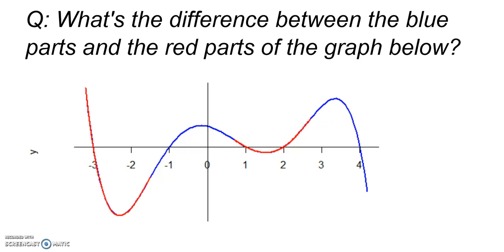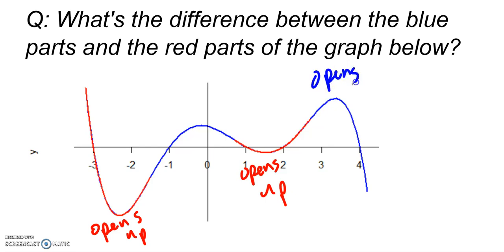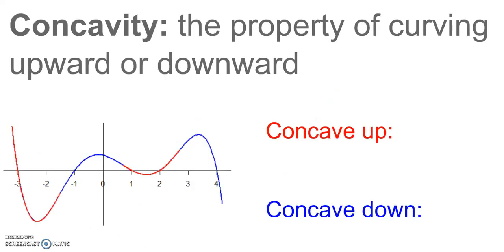Hopefully you're saying to yourself here, in red, this is where it's opening up. So it opens up. And in the blue, it's opening down. So it opens down in the blue, opens up in the red. So if we actually take this exact same graph, what we can talk about with these is concavity. Concavity is the property of curving upward or downward.